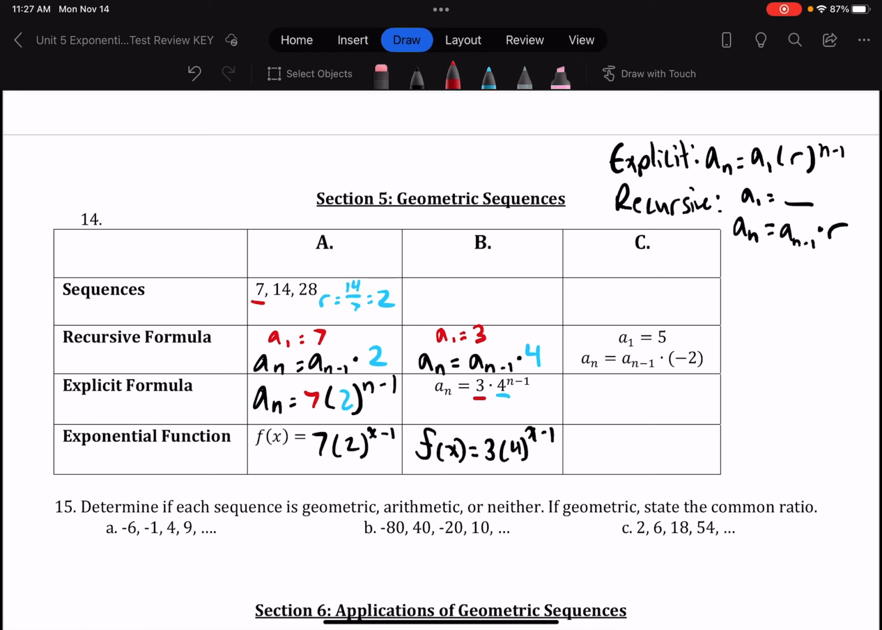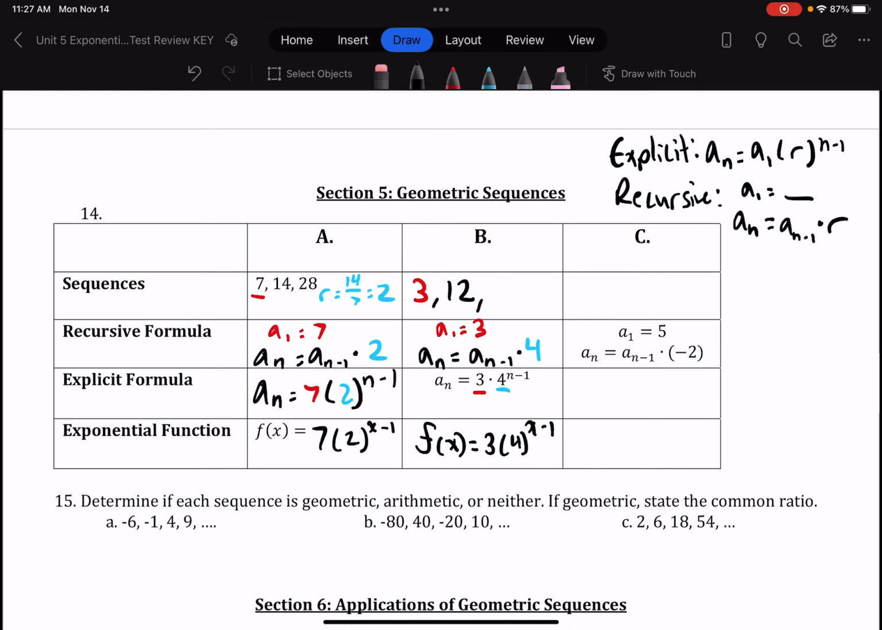Now on to the sequence. I'm going to start with the value of 3, but to get my next term, I need to multiply that by 4, so 3 times 4 is 12. I can also get another term in that sequence. 12 times 4 is going to give me the value of 48, and I could continue on with that sequence if need be.